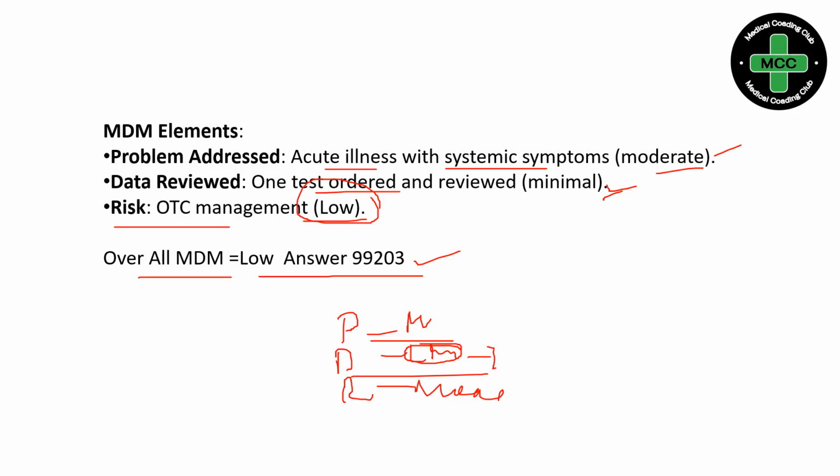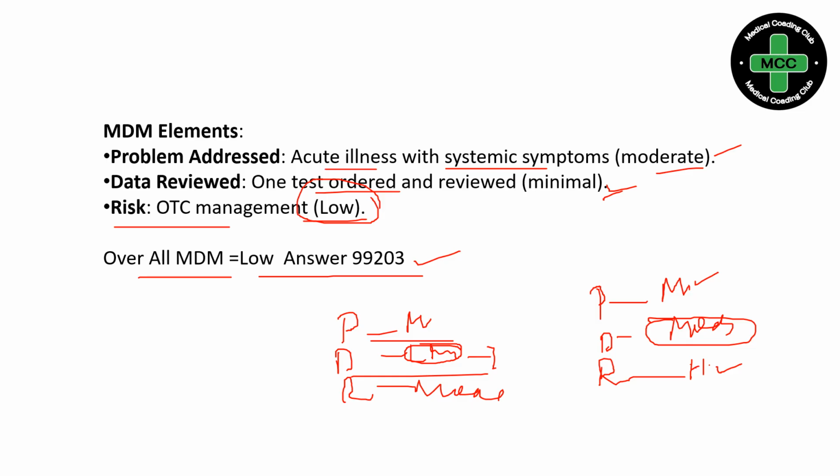And in the same way, if you take the problem as minimal, and data is moderate, and risk is high. So in this case, to consider minimal, it will be too low. To consider risk as high, it will be too high. So in the middle you have moderate. So you can consider moderate.